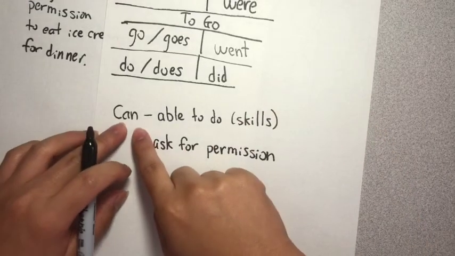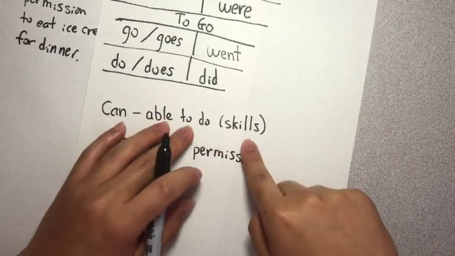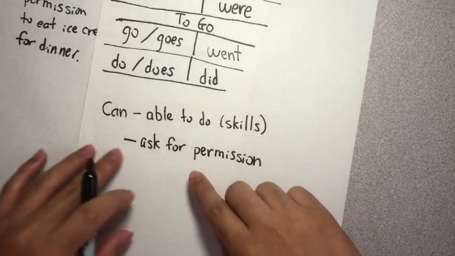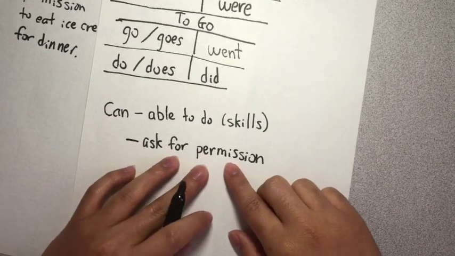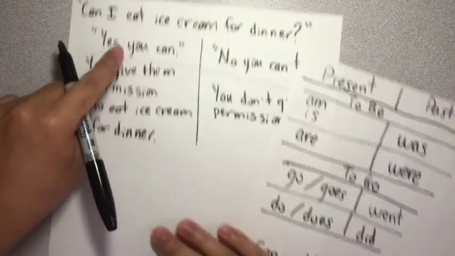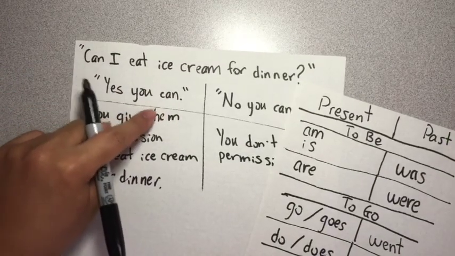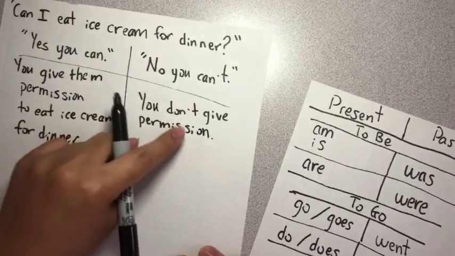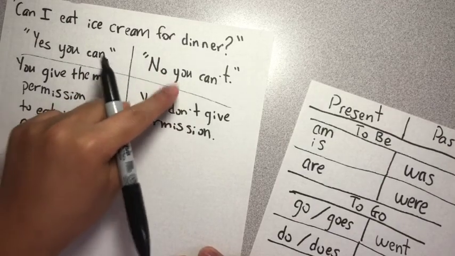So we can use the word can to talk about skills. We can use the word can to ask for permission. Or to give permission, you can say, you can eat ice cream for dinner. Or to not give permission, you can't eat ice cream for dinner, no.